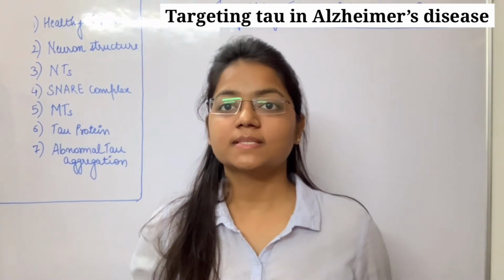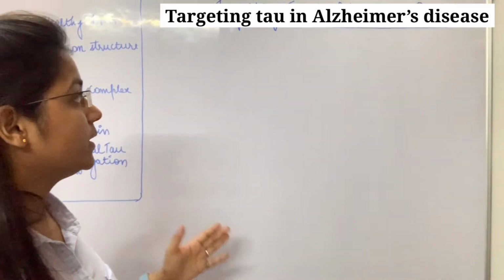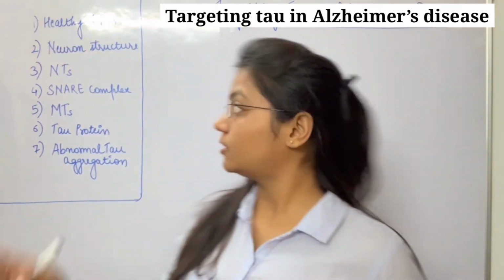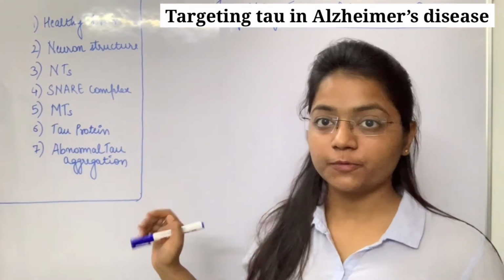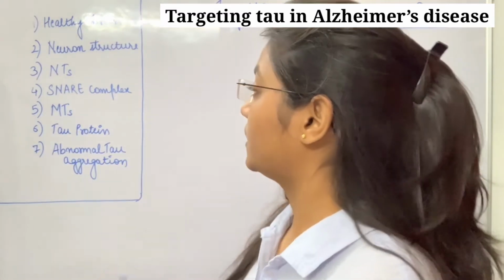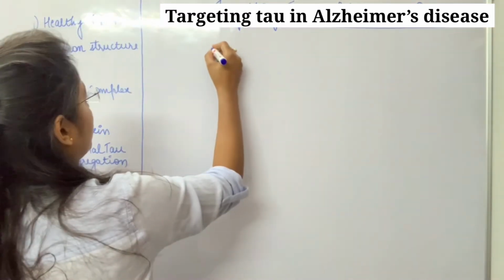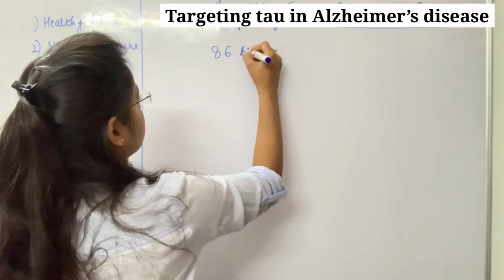In this video we will be discussing targeting tau in Alzheimer's disease. These are the topics that we will be covering in this video. First we will be discussing the healthy brain. A healthy brain contains about 86 billion neurons.